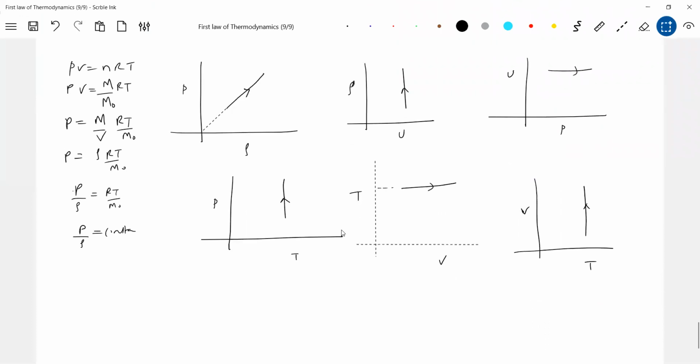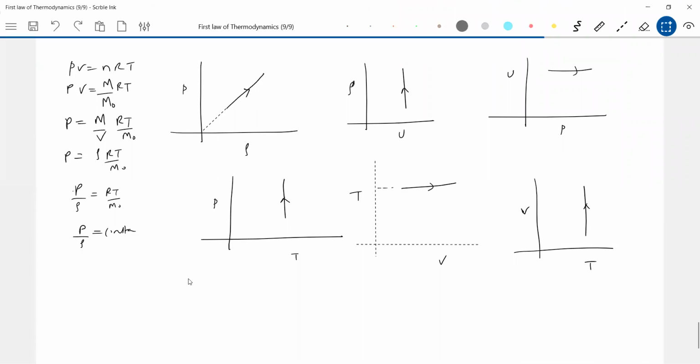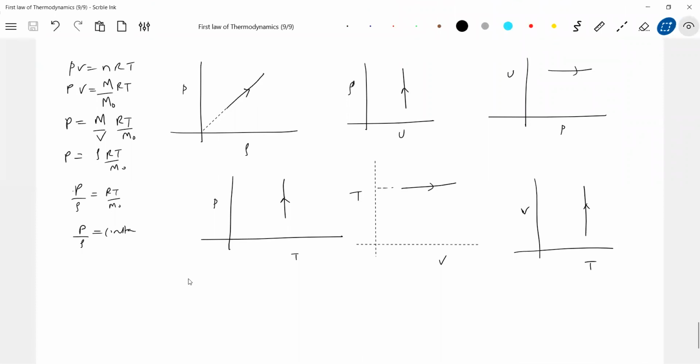Okay, able to get this one. So P by rho, if you get a horizontal line in the P versus delta graph, will it be an isothermal process? Anybody wants to answer? Or should it be a straight line passing through the origin? A straight line passing through the origin only will be an isothermal process. If it is a horizontal line, it cannot be isothermal. Getting the idea? This will be okay.